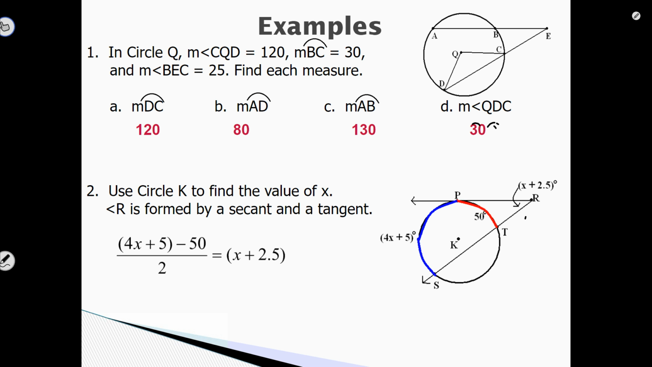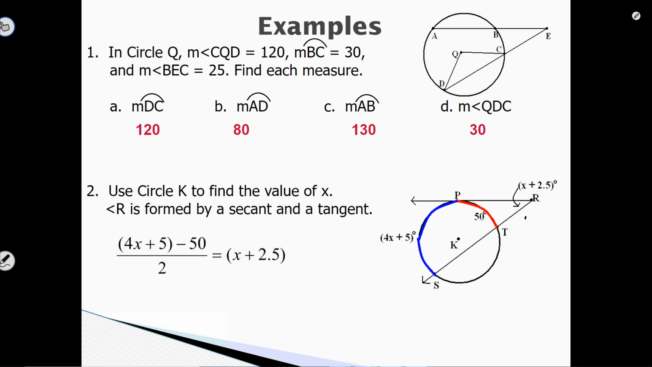Okay, so now looking at the next example, it says to use circle K to find the value of X. Angle R is formed by a secant and a tangent. So again, that secant, tangent, or 2 secants or 2 tangents rule from the bottom of the first page. Again, you guys already told me that rule is big arc minus small arc divided by 2 equals the angle. Well, they kind of already helped us set that up here, right? So big arc is the one that's highlighted in blue, right? So they wrote that down first. Minus the small arc, which is the one in red, divided by 2, should equal the angle.